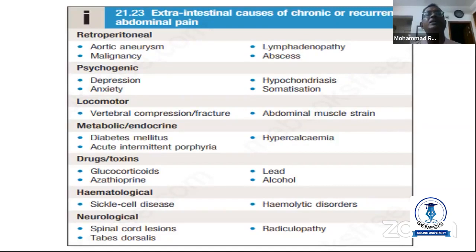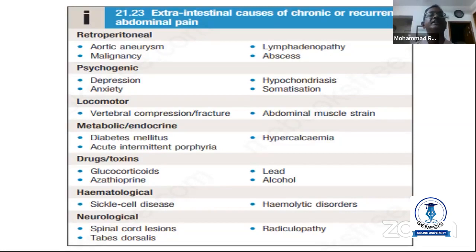And the patient may have a vertebral compression and abdominal muscle strain. Patient might have diabetes mellitus, acute intermittent porphyria. This is a disease. And hypercalcemia. You all know, in case of hypercalcemia, the patient will have stones, bones, abdominal groans, and psychic moans. So in case of hypercalcemia, the patient will produce abdominal groan.